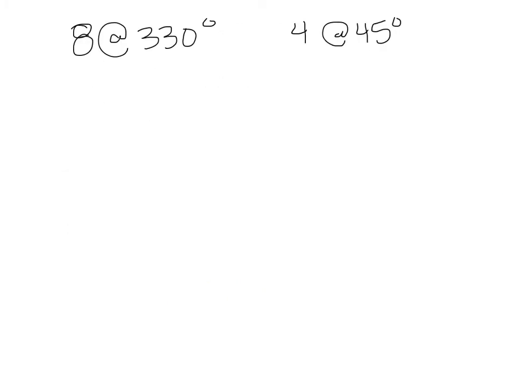So let's look at another addition that we have going on here. Say we have the two vectors, 8 at 330 degrees and 4 at 45 degrees. I'm going to think about this visually because that'll help me. It helped us in the last one. So 8 at 330 degrees, well 330 degrees is going to be all the way around over here. So there's my 8 at 330 degrees.